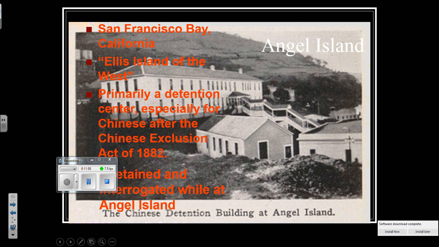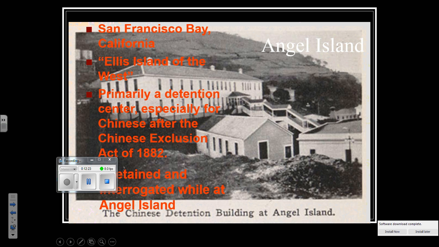The other place they arrived, if you were on the western coast, was Angel Island, and that was in San Francisco Bay in California. This was called the Ellis Island of the West, for obvious reasons. It was primarily a detention center, especially for the Chinese, because we passed some very racist, un-American acts in the United States. And one of those was the Chinese Exclusion Act of 1882.